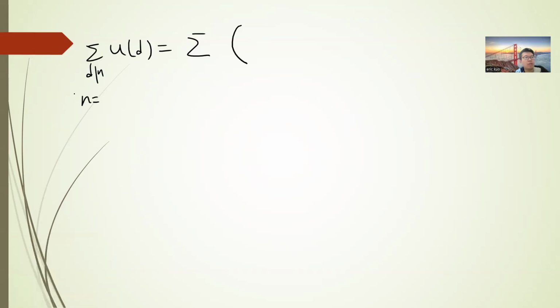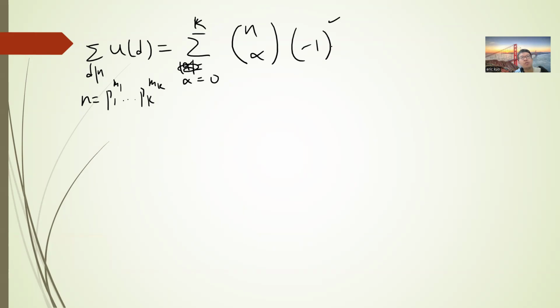Right. So let's say n is p1^m1 up to pk^mk. So this term will give me n choose alpha, alpha starting from 0 to k, and (-1) to the alpha, right? Because each alpha means that there are alpha prime factors. And by the Mobius definition, alpha prime factors will give you (-1)^alpha. So you get this. This is 0, because this is just the binomial theorem, the binomial expansion. So it's (1 plus -1) to the k.